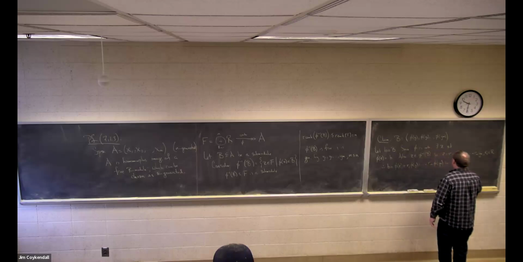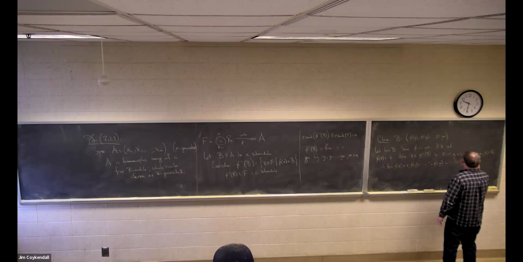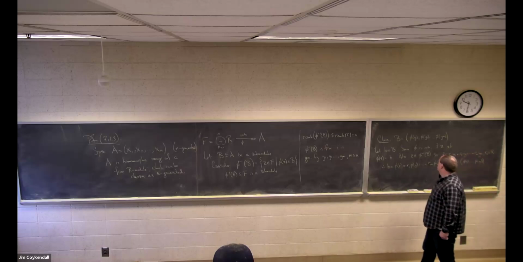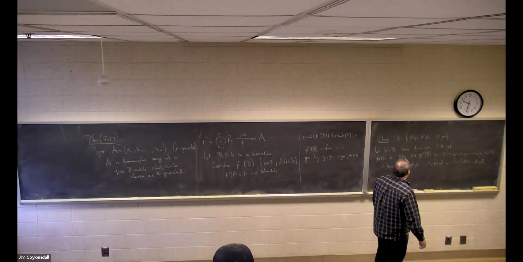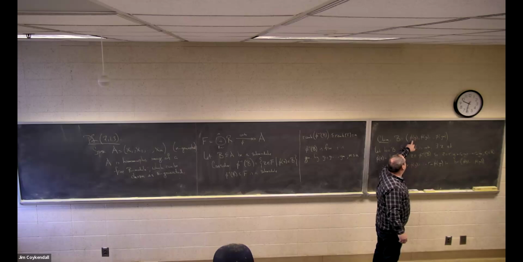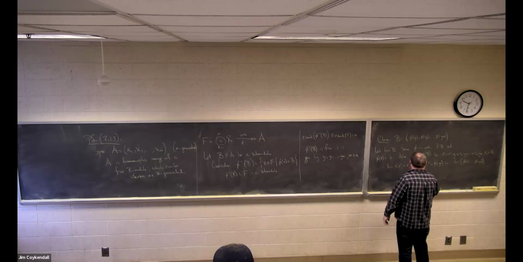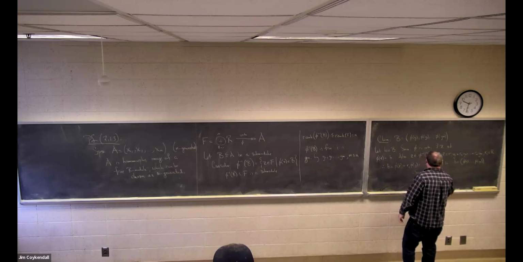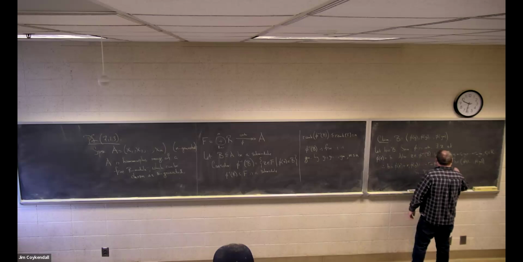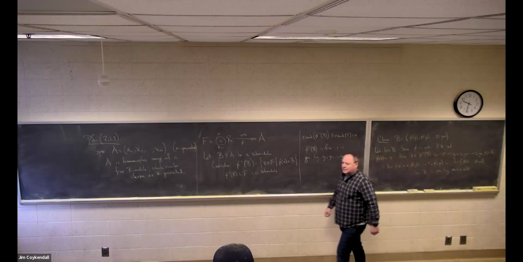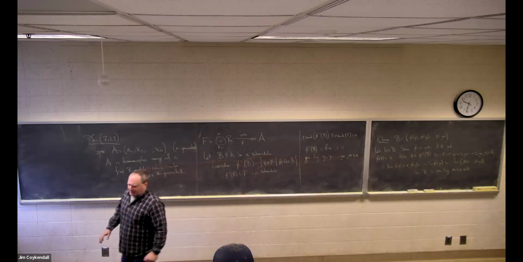So what we've shown is B is contained in this, and since these things are all in B, the other containment is obvious. So B is generated by these. Any questions on that?